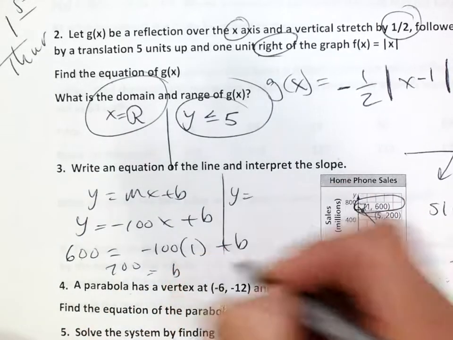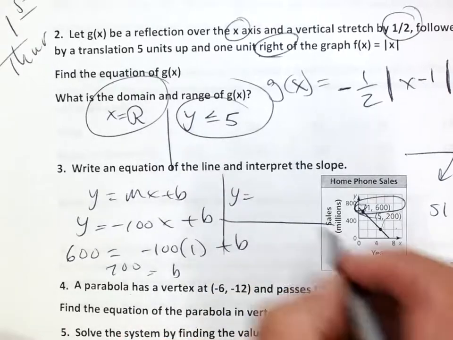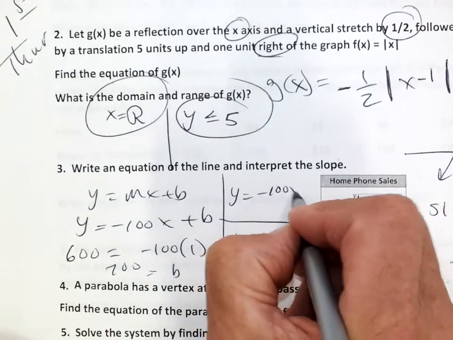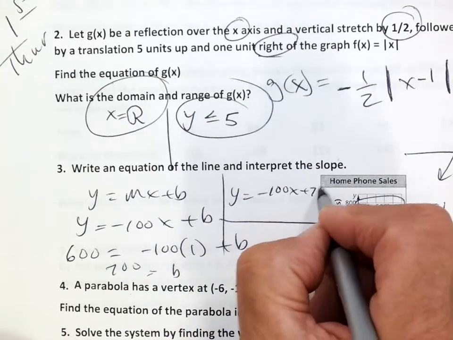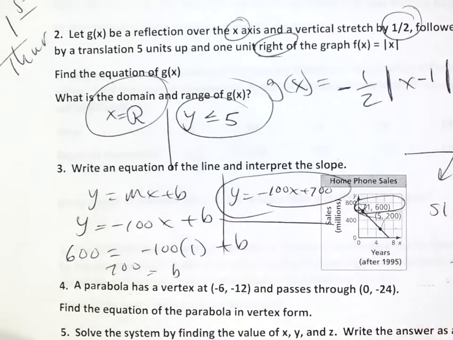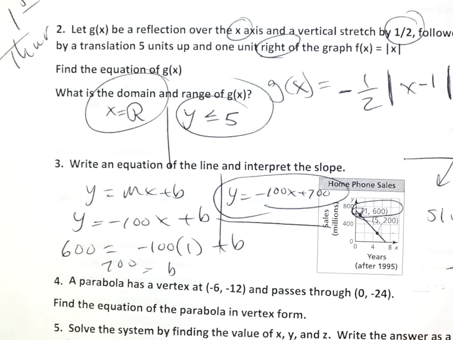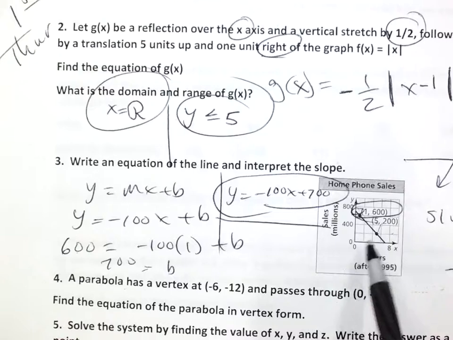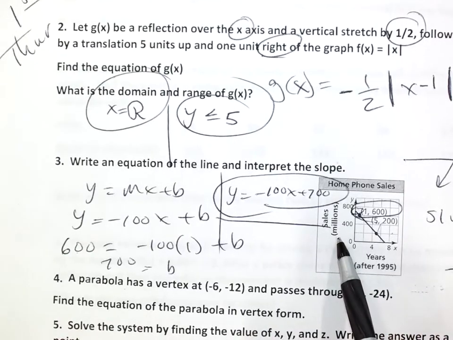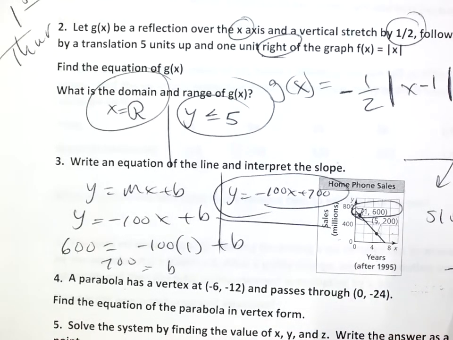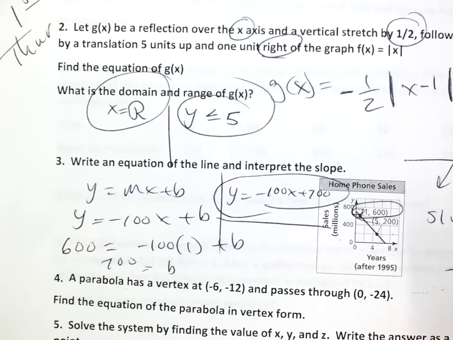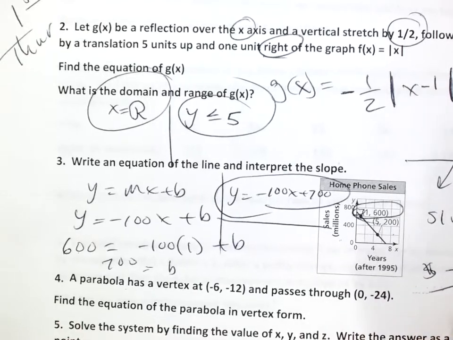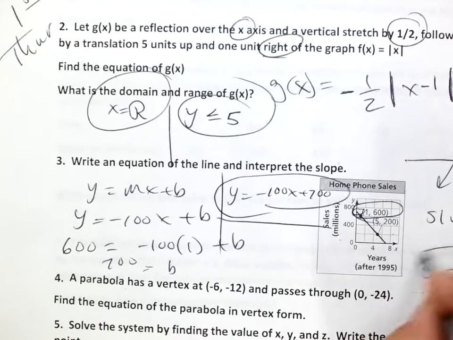Y equals, squeeze it in here, negative 100x plus 700. There it is. Okay, now what does slope mean? Well, it seems like we're losing money. So we're losing sales, looks like we're losing 100 million per year. So in words, it's minus $100 million per year. Okay, what does slope mean in words?